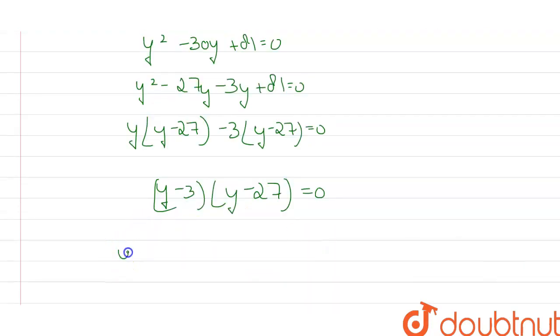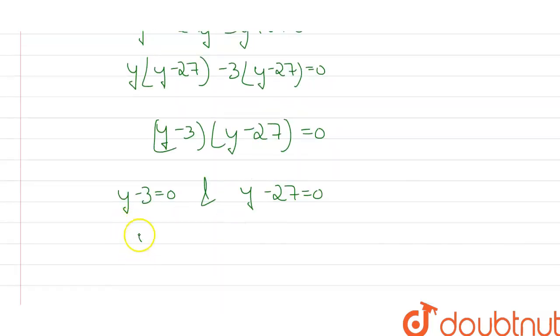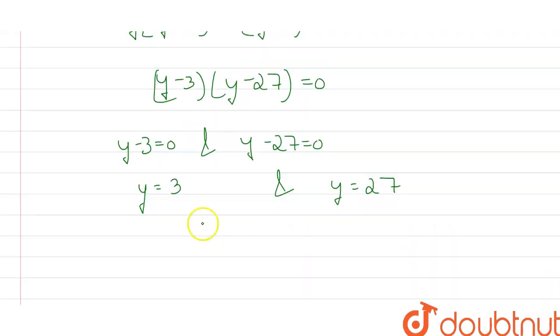So from this we get y − 3 equals 0 and y − 27 equals 0. Hence y equals 3 and y equals 27. So we have two possible solutions for y: y equals 3 and y equals 27.